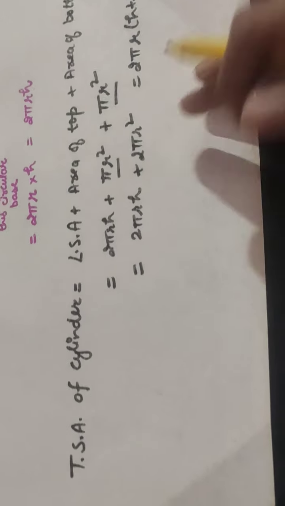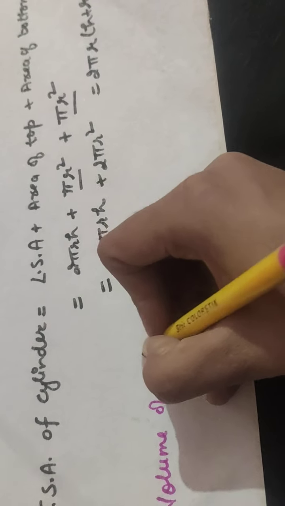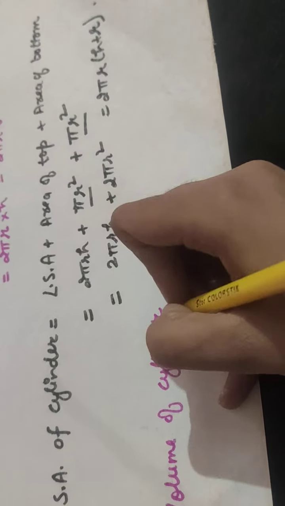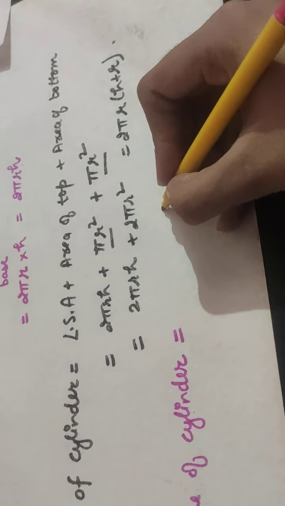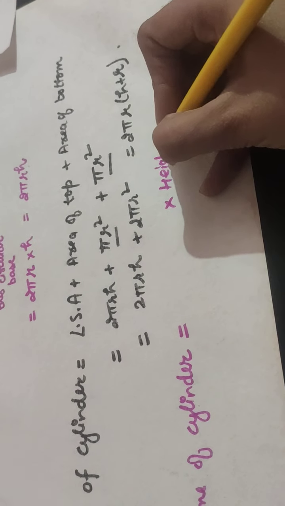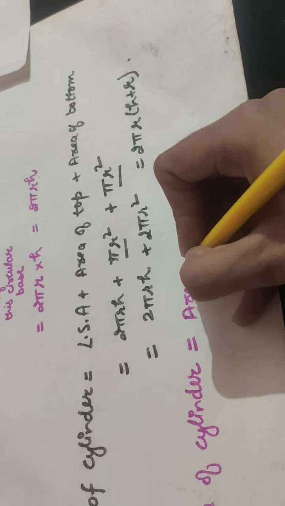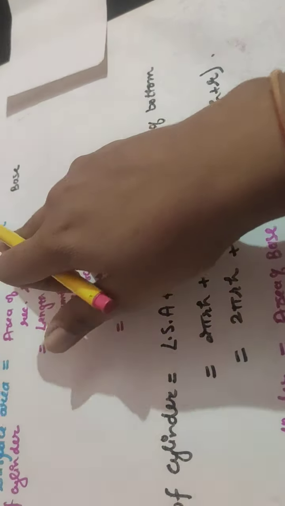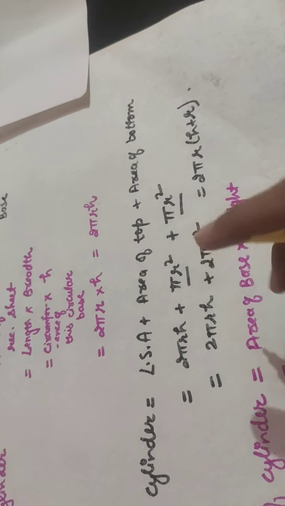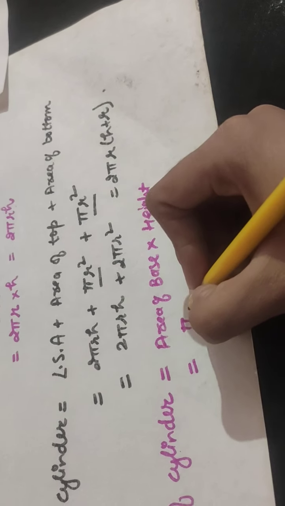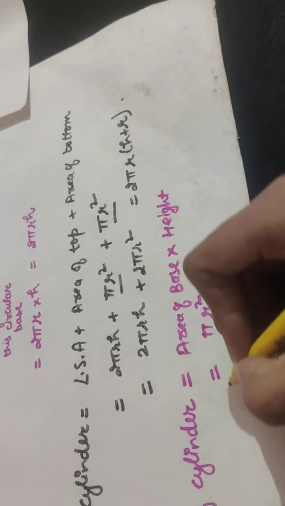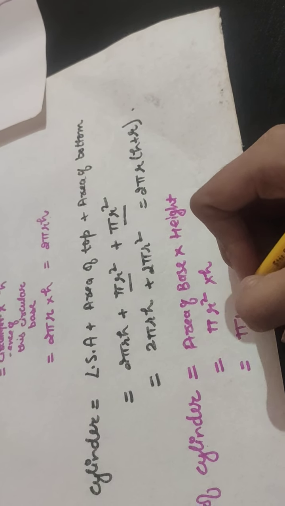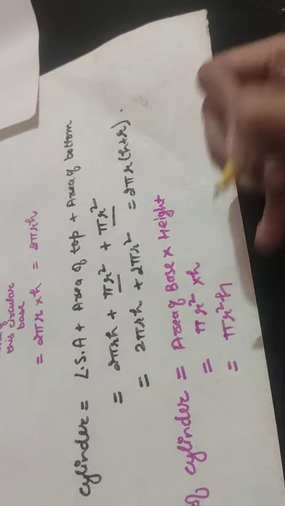Now what about the volume of the cylinder? Remember, bacha, whenever we have to find the volume of any geometrical shape, I am not saying volume of the cylinder, I am saying volume of any geometrical shape, you have to multiply height with the area of the base. In case of the cylinder, the base is circular. What will be its area? Its area will be pi r square. What is height? Height is h. So multiply it. Hence the volume of the cylinder is pi r square h.